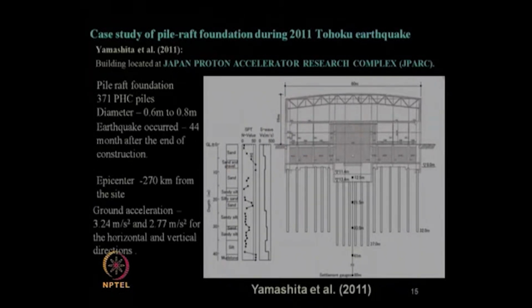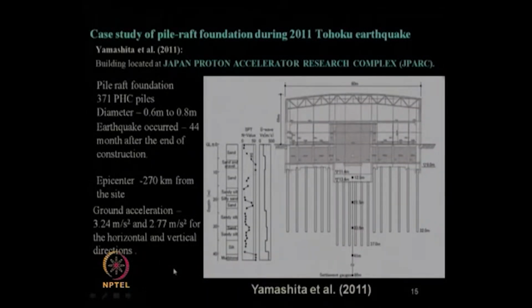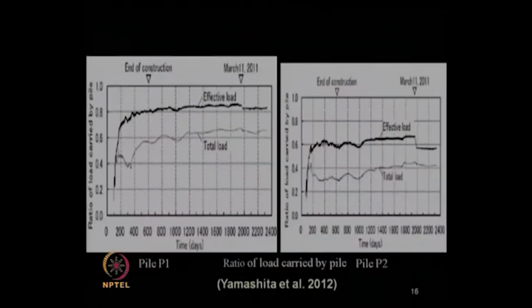We have already learned from this that this place, where this combined pile raft foundation was constructed, was 270 kilometers away from the epicenter, with the soil characteristics, SPT value and shear wave velocity value reported over here. Then it was observed that there were instrumented piles, pile P1, P2 and P3. Instrumented pile P1 observed the ratio of load carried by the pile. This is the effective load and this is the total load.